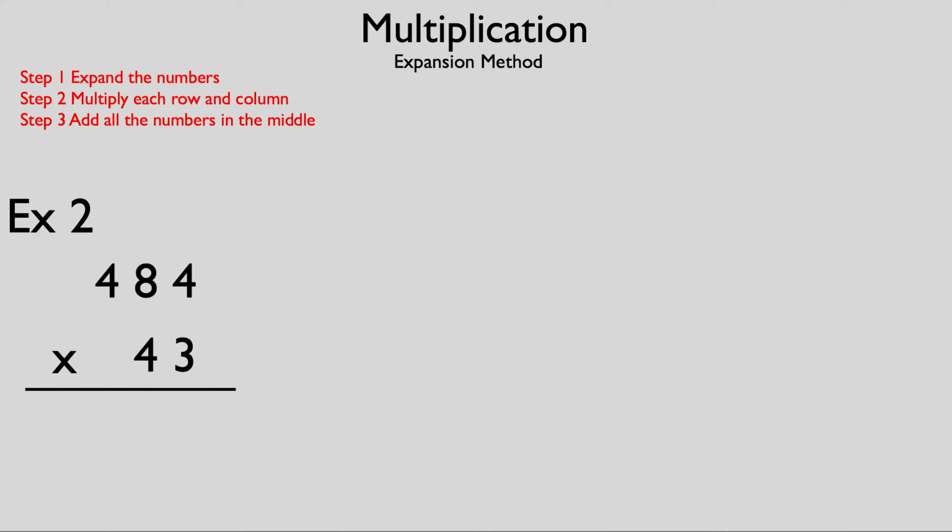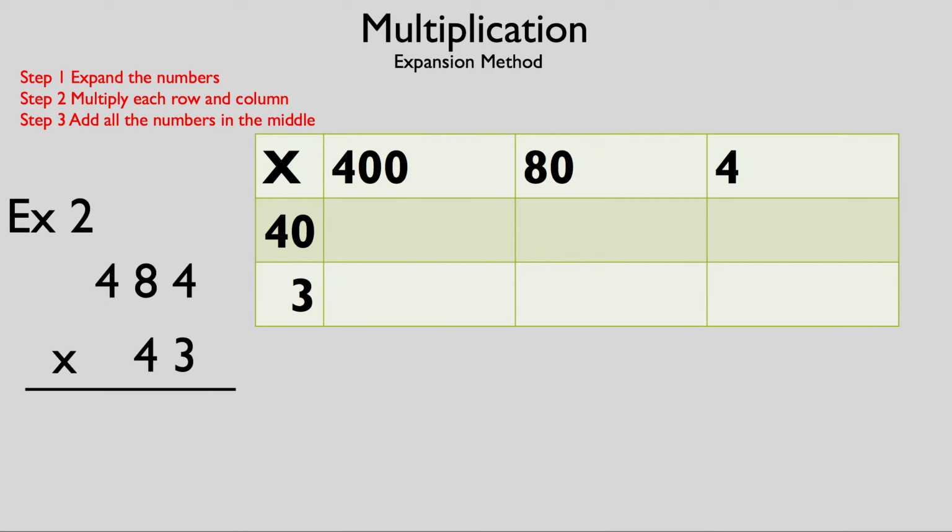Let's take a look at example 2, 484 times 43. We have 3 rows this time because we have an extra number on the bottom number. So we've expanded it into 400, 80 and 4 on the top, and 40 and 3 on the left.